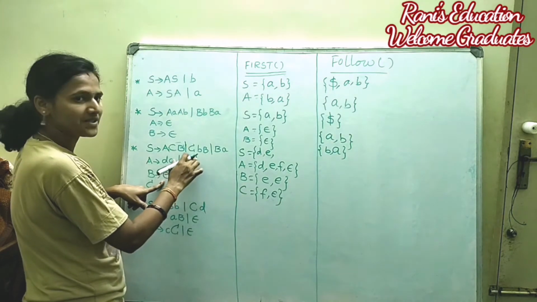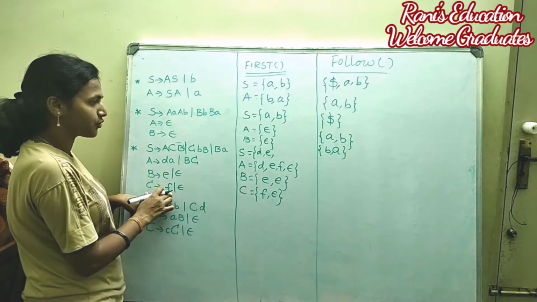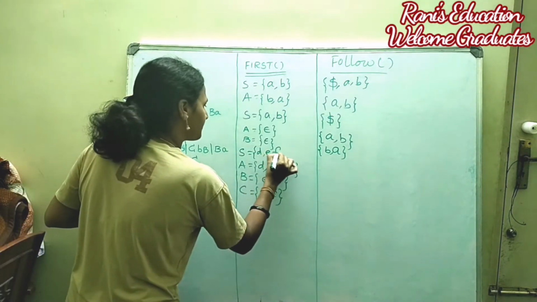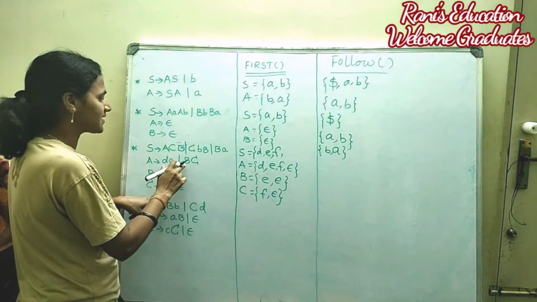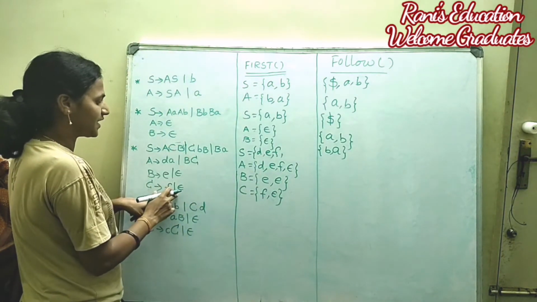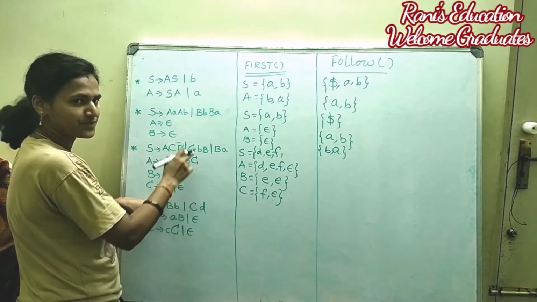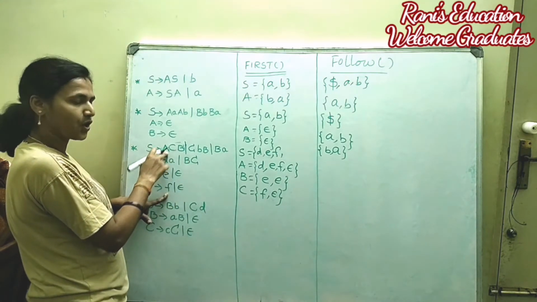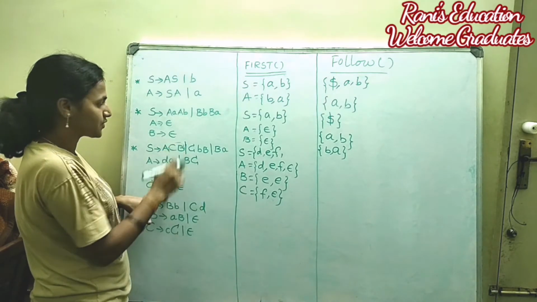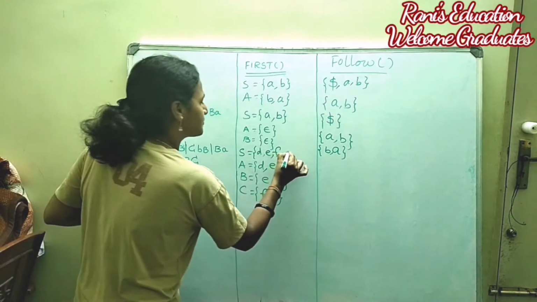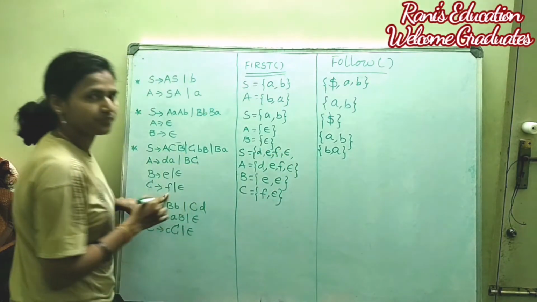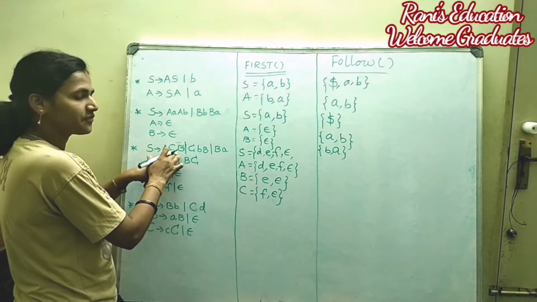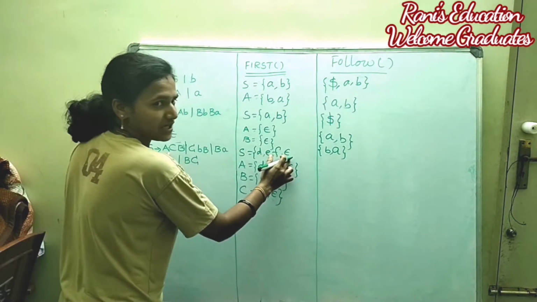So I am going to replace this C by its corresponding production, that is F. If I replace B and C by epsilon, we will get epsilon as one of the productions for this, yes or no? Here A is epsilon, C is also epsilon, B is also epsilon. So we will get epsilon as one of the terms. So with respect to the first production, we got these many terminals.